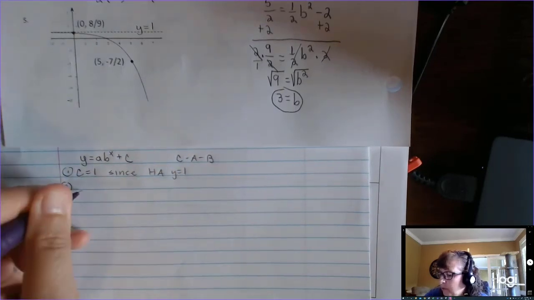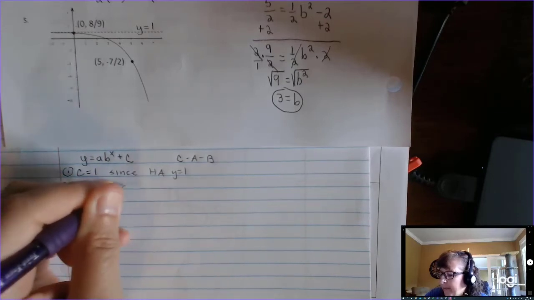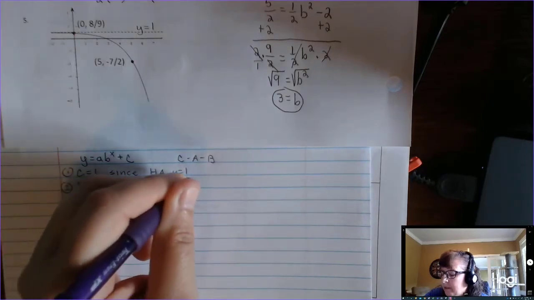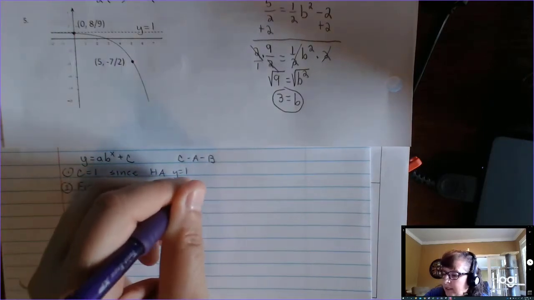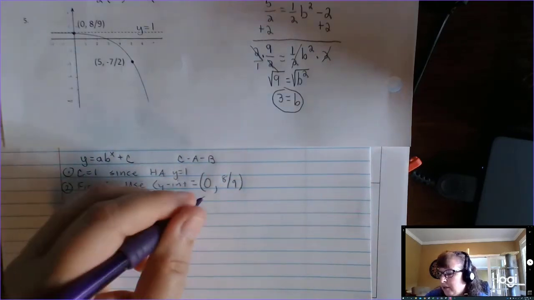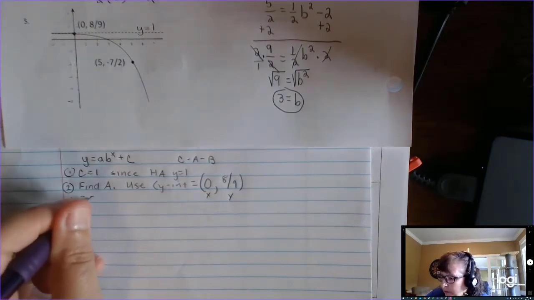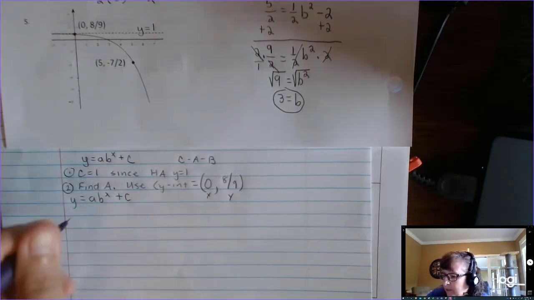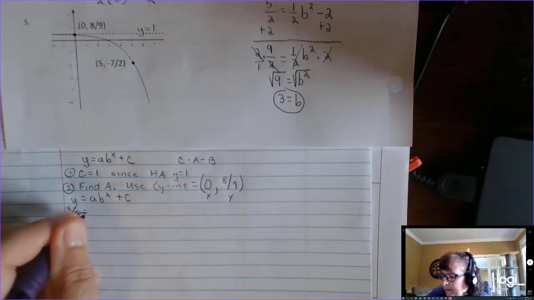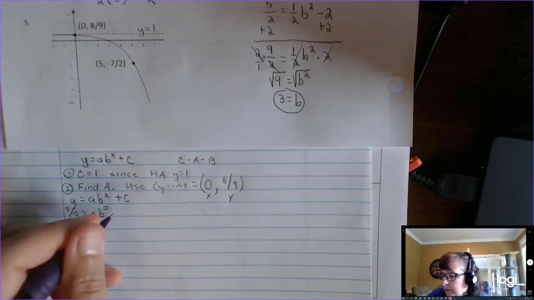Step 2, we need to find a for CAD, and we're going to use the y-intercept because that's what a is, and because the y-intercept has a 0 as an x coordinate, and that's the key. So if I write down y equals a b to the x plus c, I'm going to plug in what I know. So I'm letting y be 8/9. A I don't know, b I don't know, x I'm going to let be 0, and then c we just found it's 1.